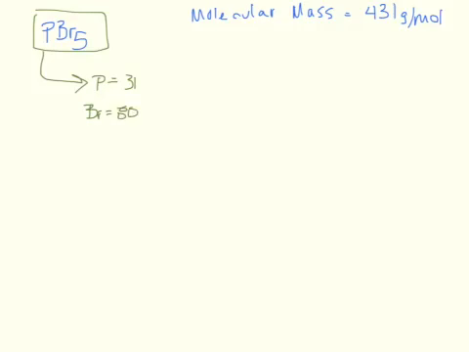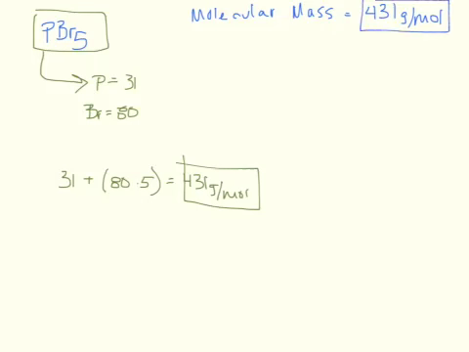So your equation, you can see we have one phosphate, so that is 31 plus, well, we have 5 bromines, so 31 plus 80 times 5. And that is going to give us 431 grams per mole. Well, we have a molar mass of our empirical compound, and we have the molar mass of our molecular. So, what are we going to do?